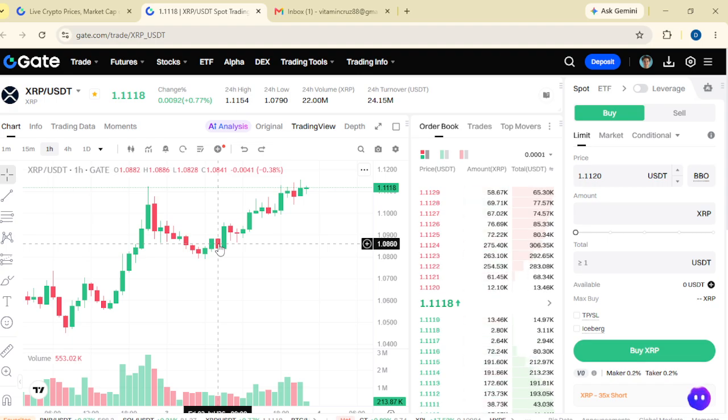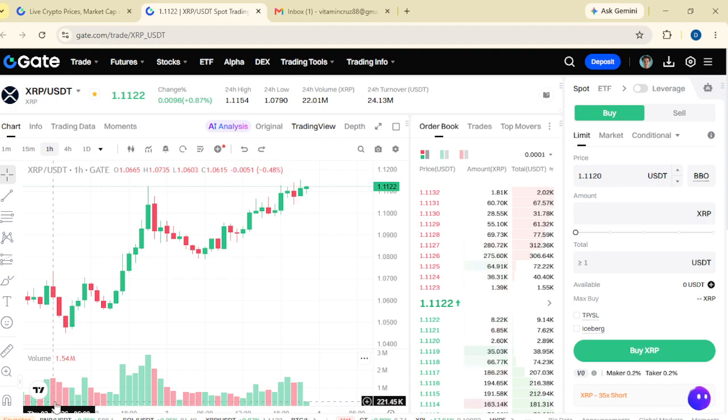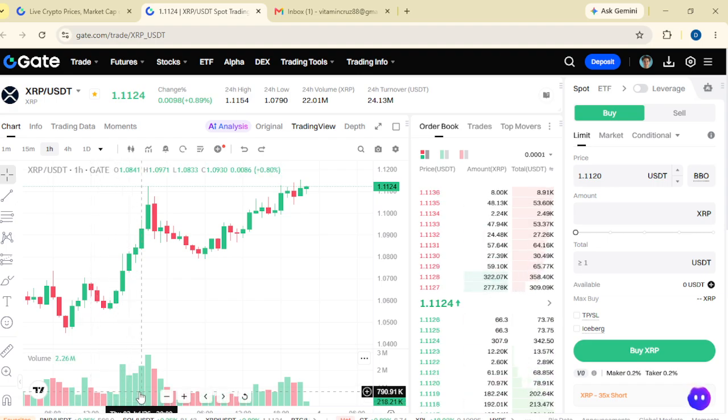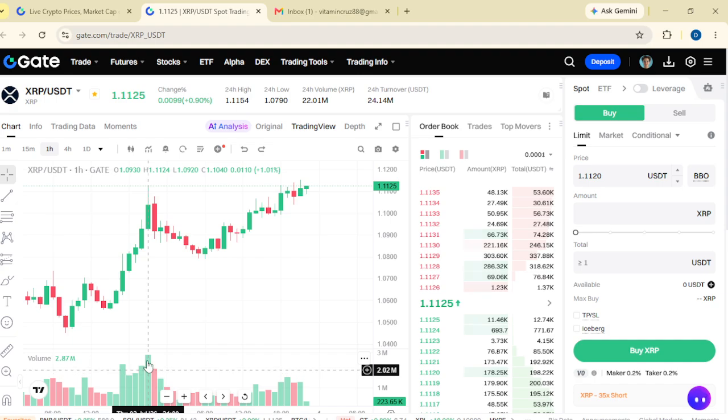You'll also notice the volume bars at the bottom of the chart. Trading volume shows how much of the cryptocurrency was bought and sold during each time period. Higher volume often indicates stronger market activity and can help confirm whether a price movement is significant.